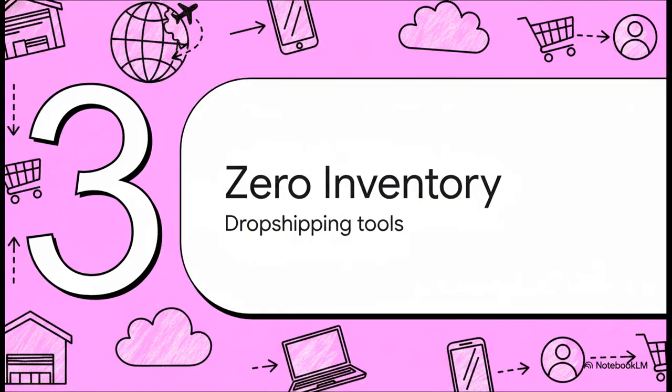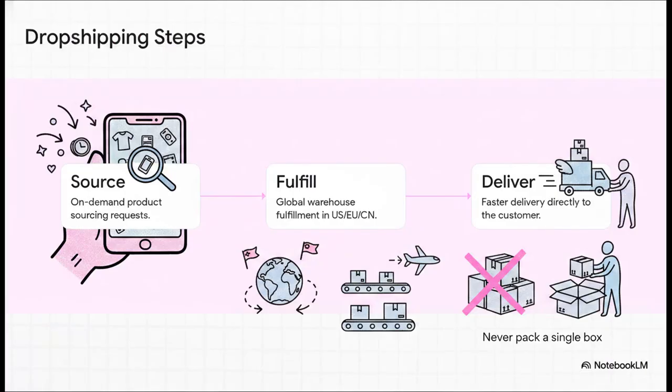Let's jump into Section 3. Zero inventory. Dropshipping tools. Let's see how this builds a completely hands-off business model using an app like CJ Dropshipping. It really is as easy as 1, 2, 3. Step 1. You make on-demand product sourcing requests.